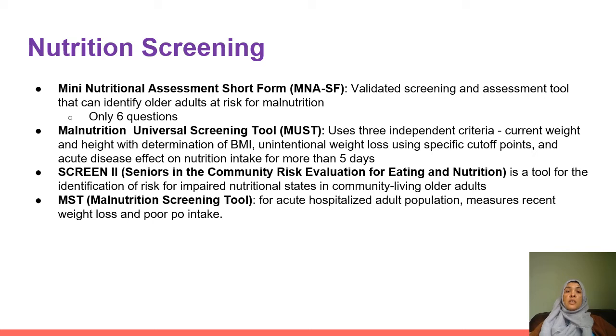So the MNA, the mini nutrition assessment short form, is the most appropriate nutrition screening tool for use in community dwelling older adults. Though there is evidence to support the use of other methods, this is a quick form of assessing the nutritional status of a patient.